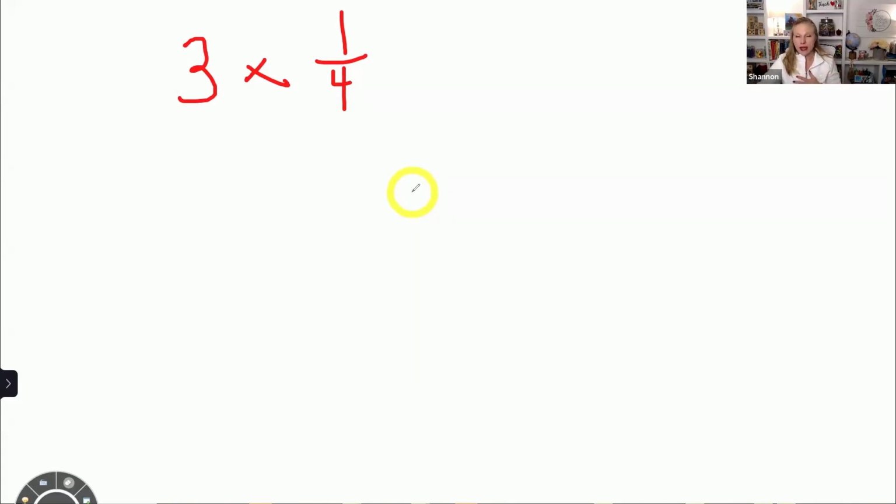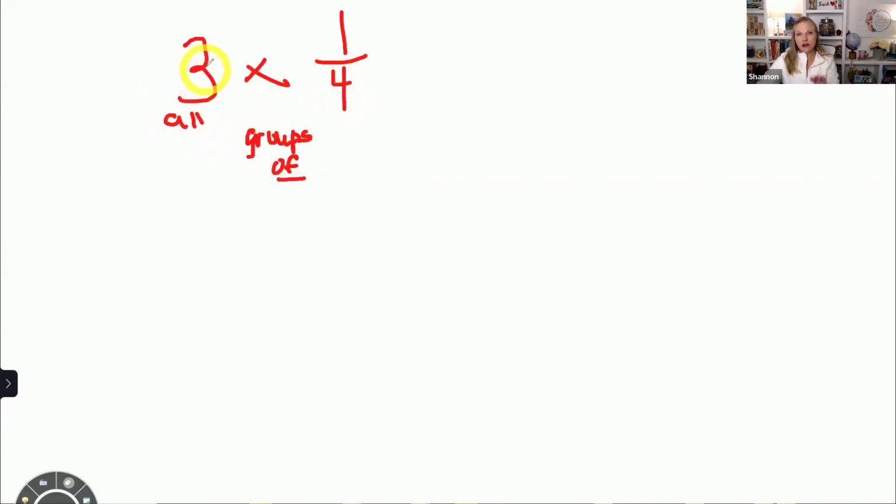So here's a few things I'm going to do as I teach this. So first of all, we're going to read it as it is. Everyone read it out loud. 3 times 1/4. No problem. Now I'm going to have you read it using the words wholes and parts. We're also going to use these magical words that we are really emphasizing in third grade, groups and of. Okay, so now I'm going to say I am using all of 1/4.